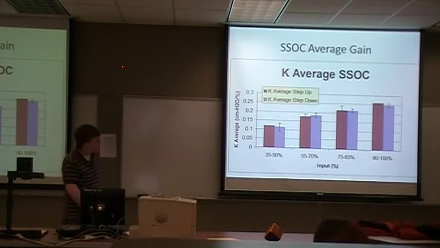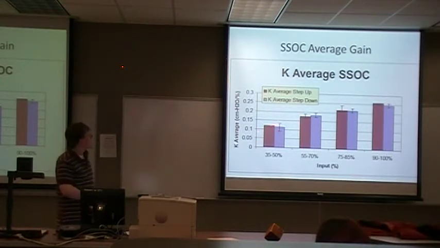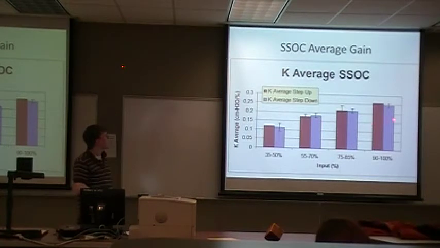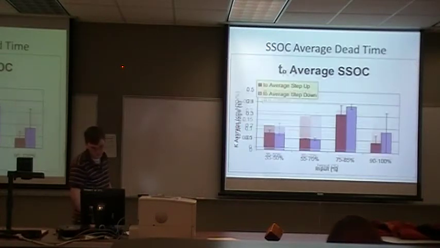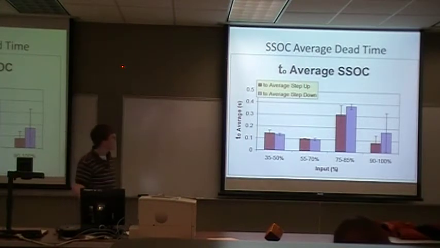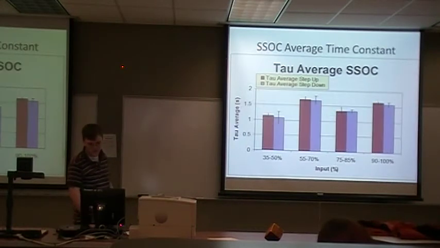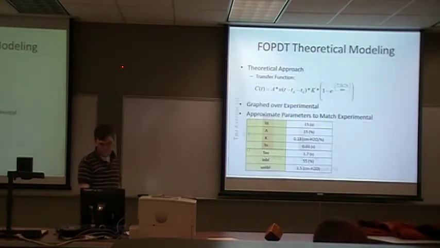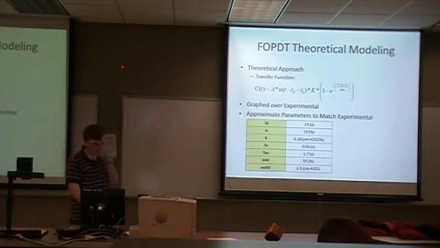Here's the K average for each of our low, mid, and high ranges. See, K goes up as the percent motor input power goes up. Here's T0 average. I don't know why T0 is so low here and this one's so high. Here's our average tau. All of those were for our experimental results.